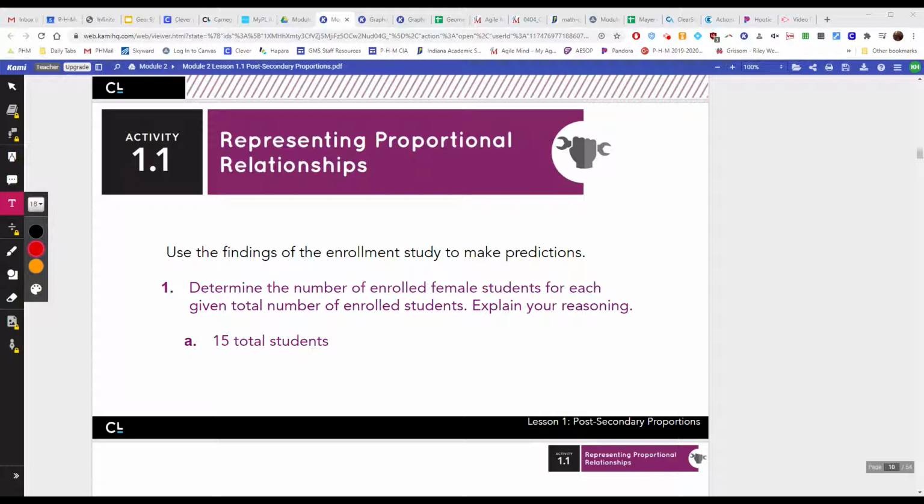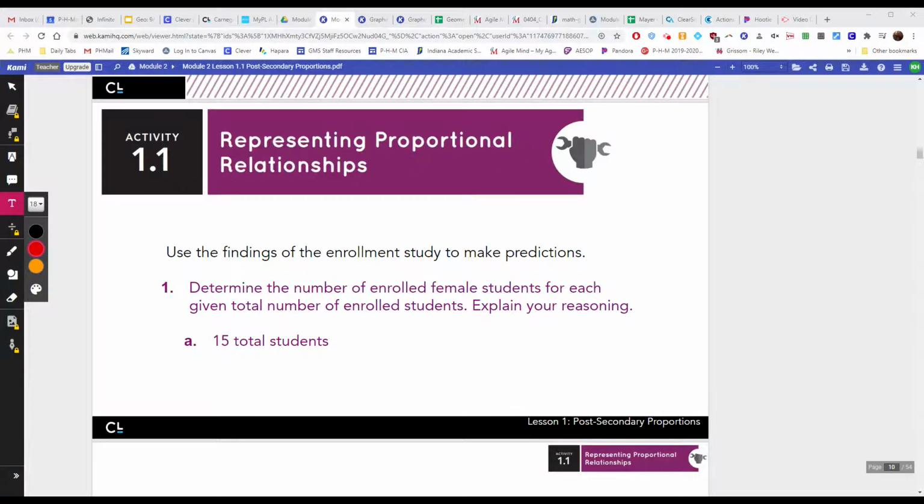So this is on page M2 9 of your book. So module 2, page 9 of your book, activity 1.1. We're going to use all that stuff in the previous video to actually complete activity 1.1. So we're going to start off determining the number of enrolled female students for each given total number of enrolled students. So A, B, and C, we are following these same set of directions. Determine the number of enrolled female students for the total number that they give us.